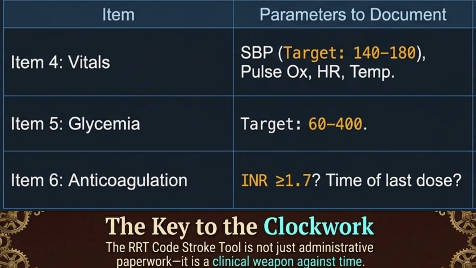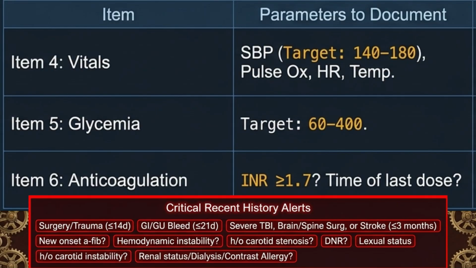While you're gathering all that data, you also have to stabilize the physical gauges of your patient. Systolic blood pressure needs to be tightly managed between 140 and 180. Glycemia should sit between 60 and 400. And at the exact same time, you are hunting for coagulopathy risks. Is their INR 1.7 or higher? What was the exact time of their last anticoagulant dose? Every single piece of this data dictates the next turn of the gear.